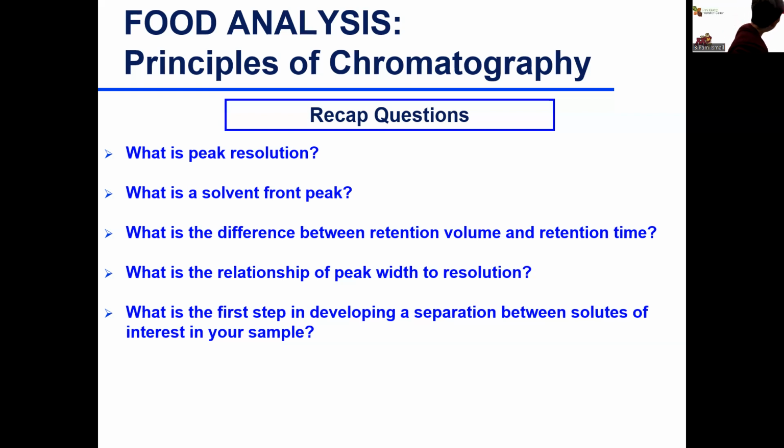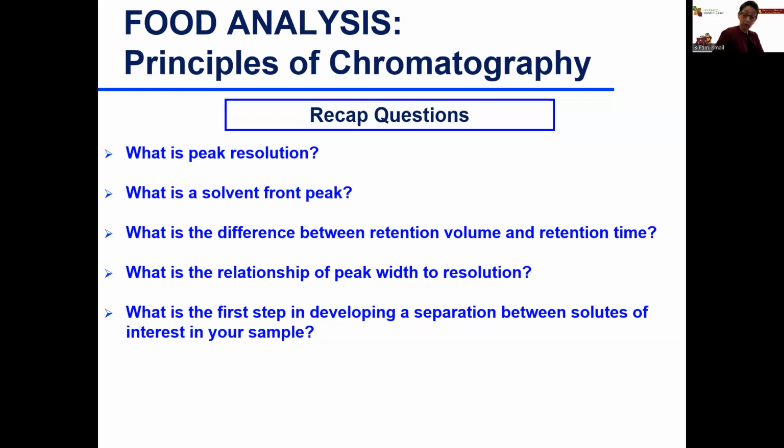What is the first step in developing a separation between solutes of interest in your sample? So the first thing you do to start chromatographic separation, what is it? Yes, Carol. You're going to want to see what other people have done. Yes, yes. Wasn't that Kevin who answered that question last time? Yeah. All right, so first thing you do is look up what other people have done. Sometimes it doesn't work for you, but it's a good start.